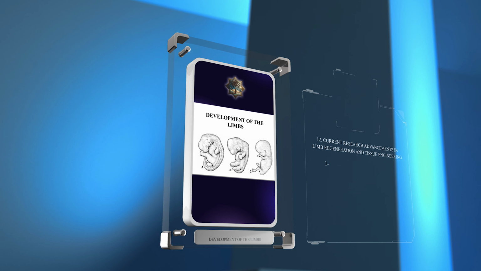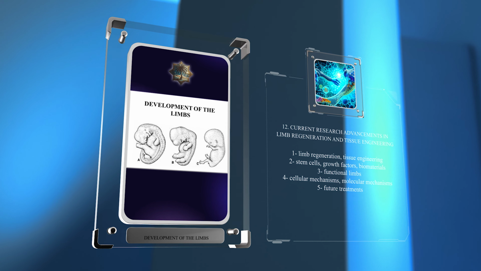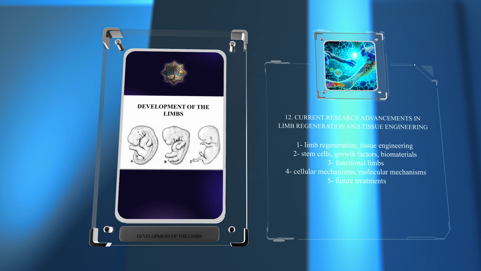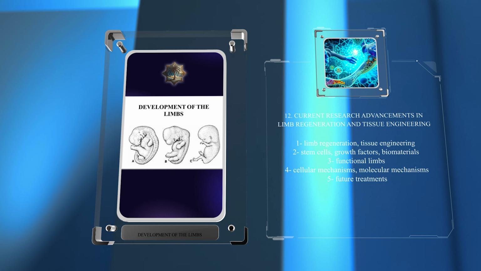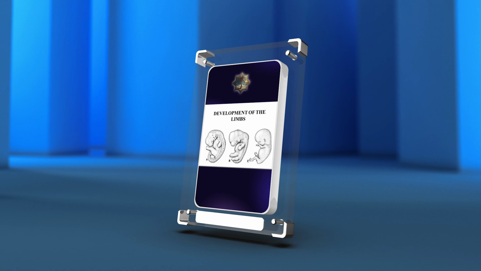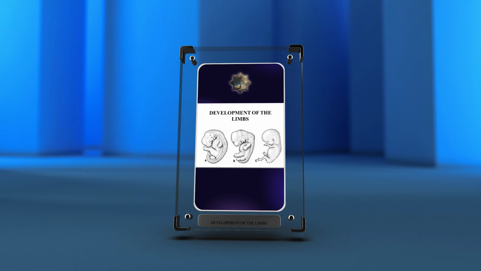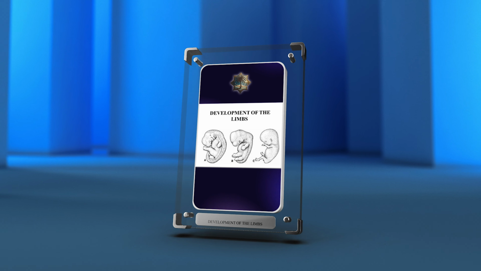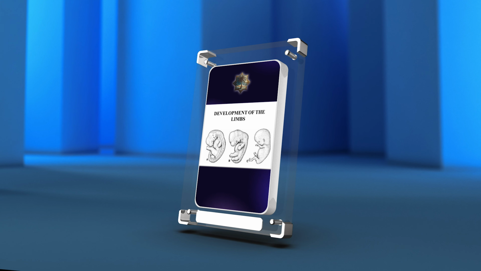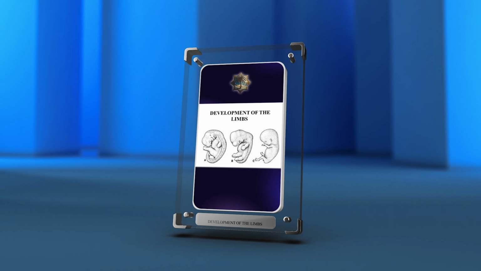In the field of limb regeneration and tissue engineering, researchers are making exciting advances using stem cells, growth factors, and biomaterials to regenerate functional limbs. Recent studies have shed light on the cellular and molecular mechanisms involved, offering hope for future treatments. In an elaborate and fascinating orchestration, limbs undergo regulated development relying on intricate interactions between genetics, molecules, and the environment. Delving deeper into these mechanisms enables us to comprehend limb abnormalities and envision therapeutic interventions. Ongoing research in embryology fuels cutting-edge exploration in limb development, unveiling a world of possibilities.